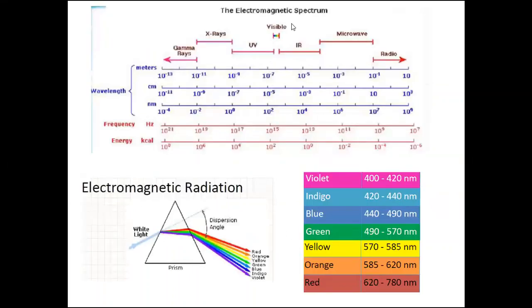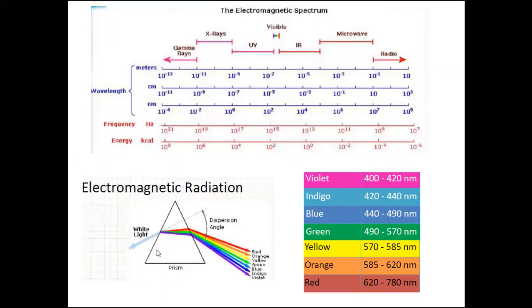Here is the electromagnetic spectrum of light, which consists of gamma rays, X-rays, UV, visible, IR, microwave, and radio waves. For energy, we can say the gamma rays have the highest energy, and with respect to wavelength, we can say that radio waves have the highest wavelength.